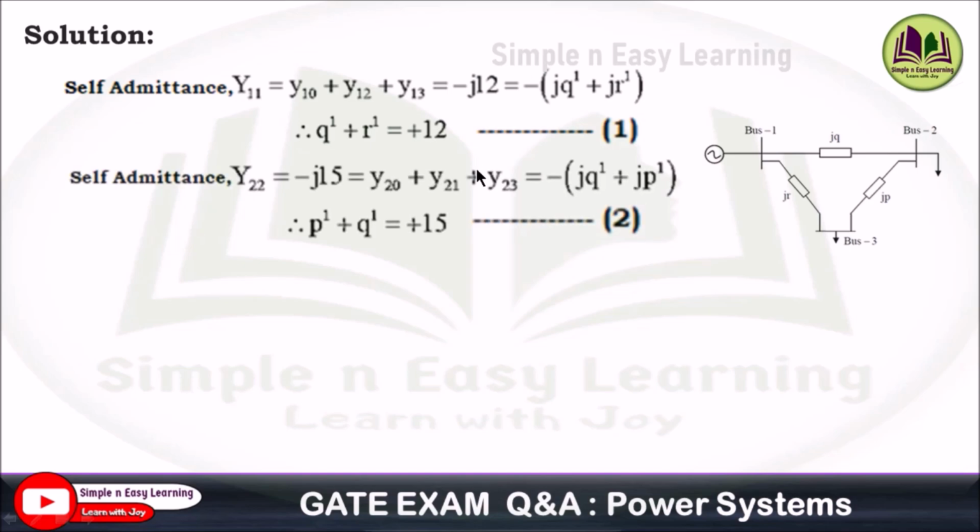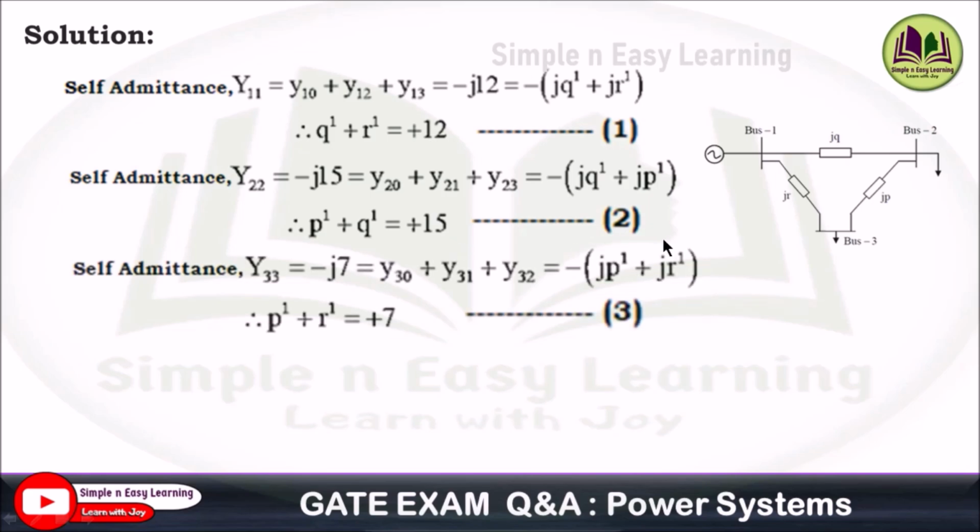Similarly, for the self admittance Y22 of bus 2, that will be equal to minus j15, which is given in the problem, that is equal to y20 plus y21 plus y23. y20 is not given, and there are y21 and y23. Two lines are connected to bus 2, and we can write that as minus jQ' minus jP'. Rearranging, it becomes P' plus Q' equal to plus 15. The minus signs and the j get cancelled. This is your second equation.